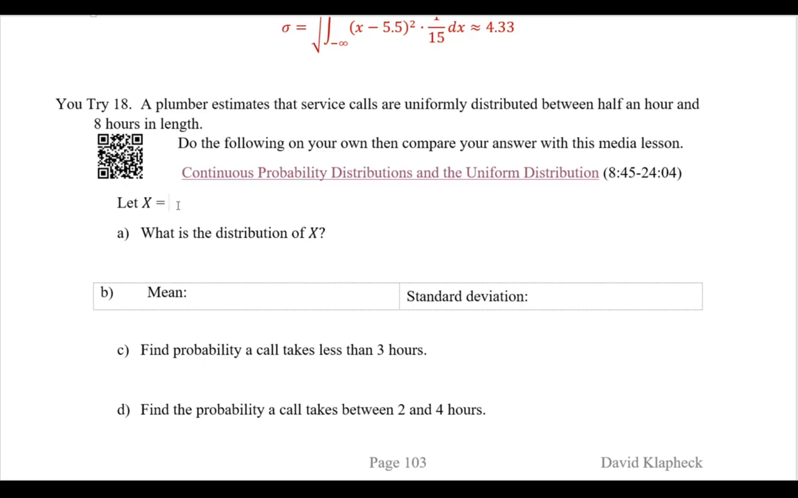Hopefully you paused the video and wrote down your answer. Mine was that we are letting x equal the amount of time that a service call takes, and we're going to measure that in terms of hours. What is the distribution of x? I want you to try to answer this question, then check with this video link to see what is the correct answer.